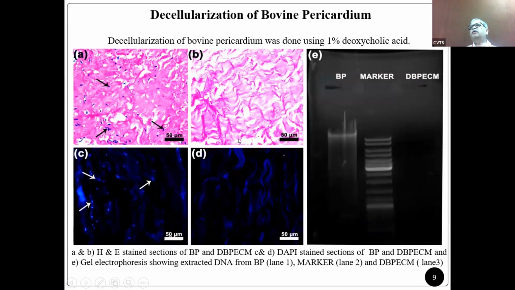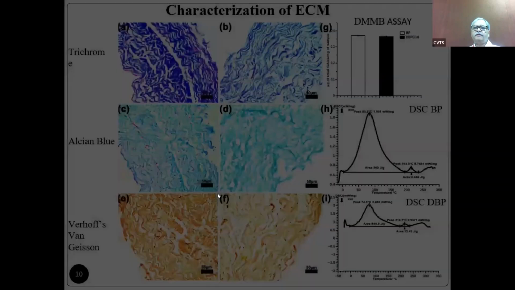So that's one issue, that there is no cell attachment after decellularization. We do a lot of characterization. Gel electrophoresis also shows decellularized bovine pericardium doesn't have any DNA, whereas the bovine pericardium has a lot of DNA in this lane basically. And we also characterize this DNA in this one also.